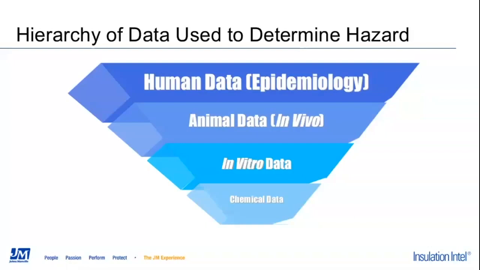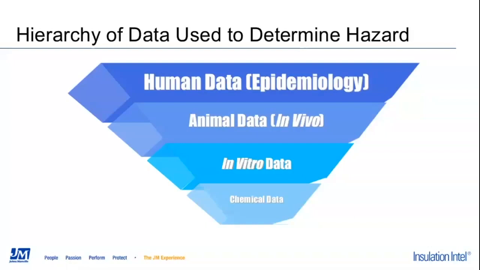Above that is animal data. This is your in vivo testing. This testing is really important because you're actually able to use it to potentially identify what would happen if it were in the human population. So this data is very important and plays a large role in determining whether fibers are hazardous.